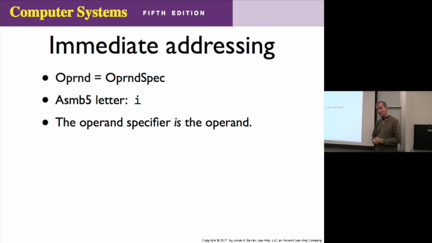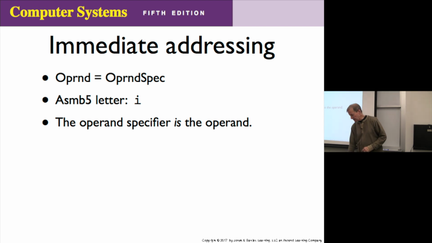Now just think about that for a minute. The operand specifier is the operand. In other words, the operand is available immediately in the instruction itself. The data is part of the instruction. It's there immediately in the instruction. You guys see what we're saying?